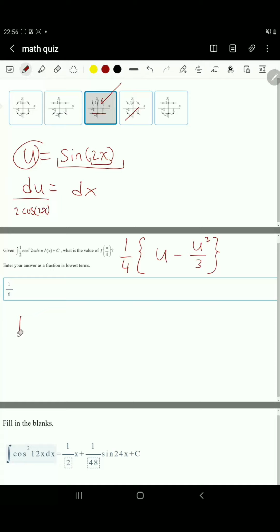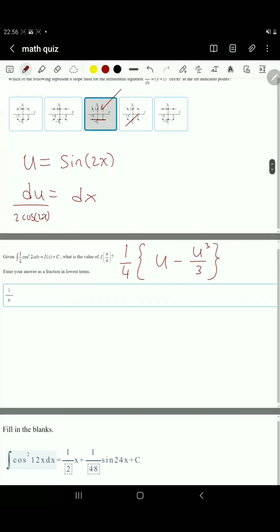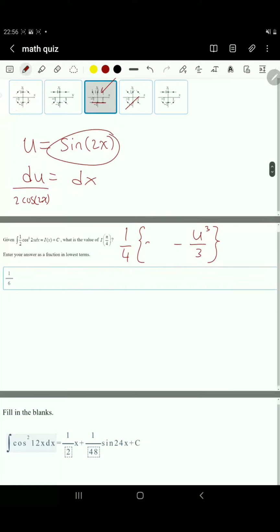And yep, we are done. So what happens now? We undo the substitution. U is sine 2x. That's just sine 2x. And that's just sine 2x cubed, of course. So, yeah, okay. Yeah, we're done. Now they want you to input pi over 4.